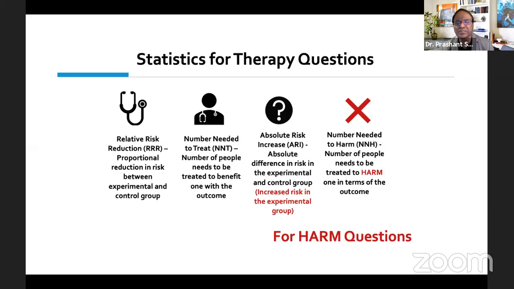That's the only difference. And as we calculate the number needed to treat, we can also calculate the number needed to harm. Number needed to harm is how many people you need to treat to harm one patient. You need this number to be big enough so that we can say the harm is very low with this drug or treatment. But if this number is very small, it means that with that small number of people you treat, one patient will be harmed.